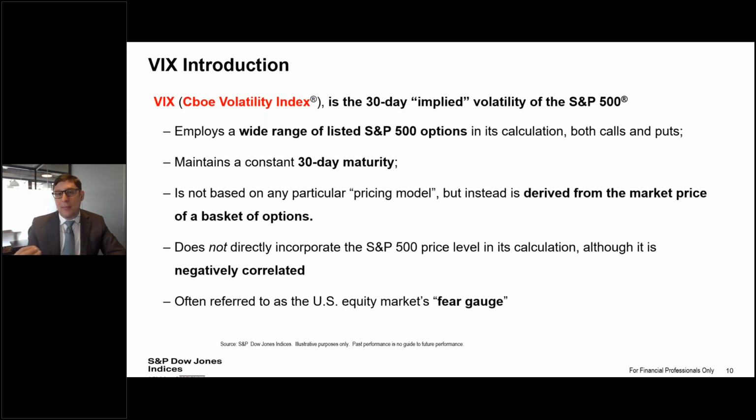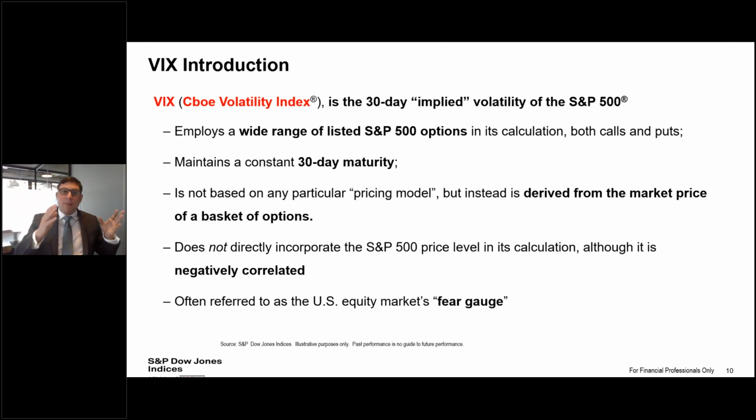Now, the important thing about that is that it doesn't rely on any particular model. It's not based on Black-Scholes or any other complicated way of modeling what should be the price of an option. Instead, it's based on a basket of options, which if you held them and continued to hedge them properly, your payout over the next 30 days is linked to the realized variance of the S&P 500. Again, over the next 30 days.